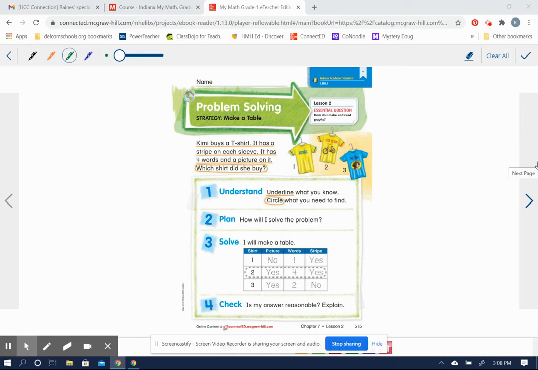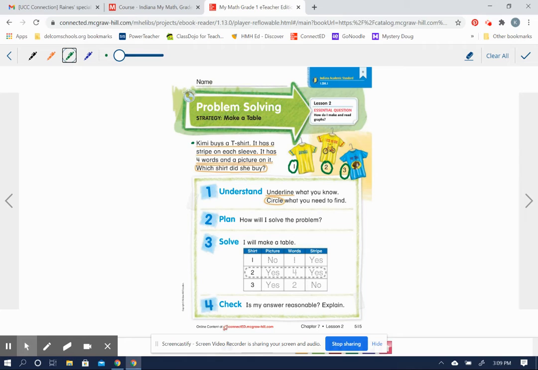And so the story problem here on this page up here at the top says that Kimmy buys a t-shirt. It has a stripe on each sleeve. It has 4 words and a picture on it. Which shirt did she buy? And you can see shirt number 1, number 2, and number 3. So from the description, from the story that I read, we're going to make a table to figure out if she bought shirt number 1, number 2, or number 3.